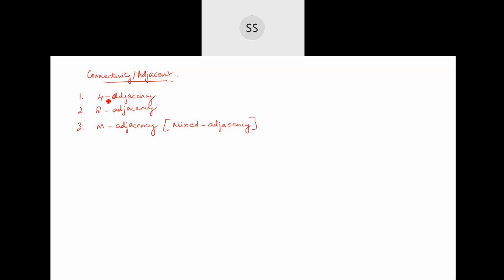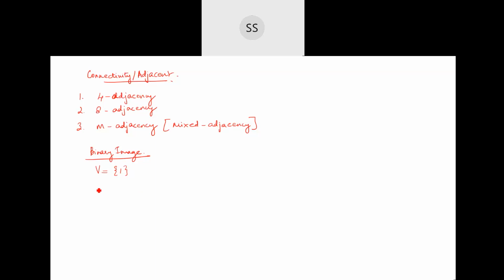Now, to understand this, first of all, we'll consider an image that is a binary image. A binary image basically consists of ones and zeros. We're going to take a set V, and as it is a binary image, we are going to concentrate on only the pixel value which is equal to one in my image.